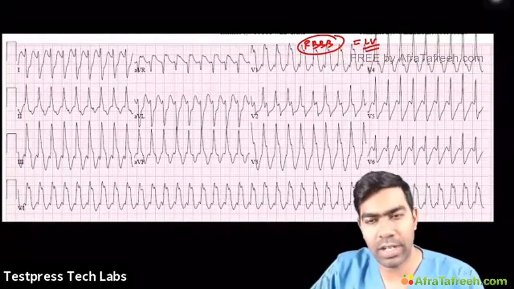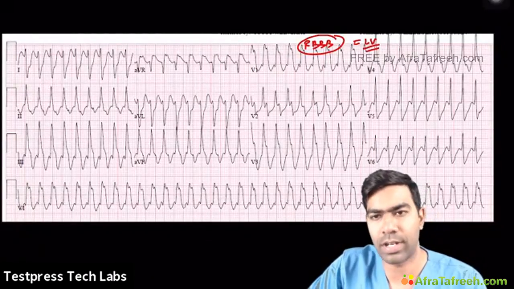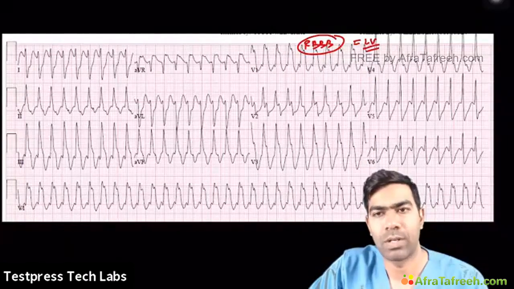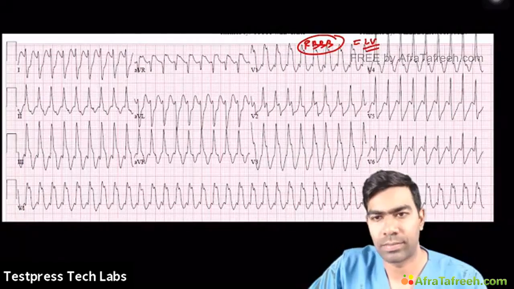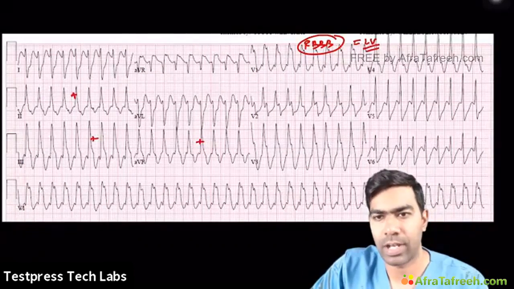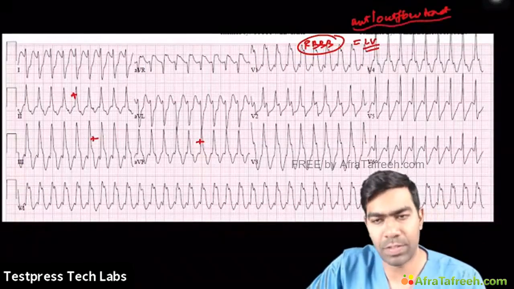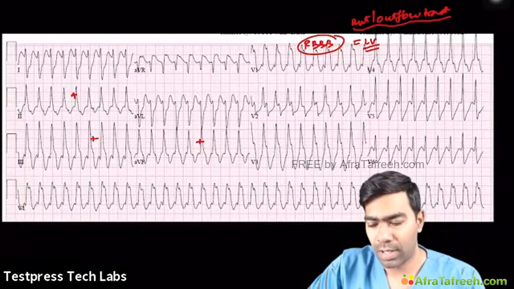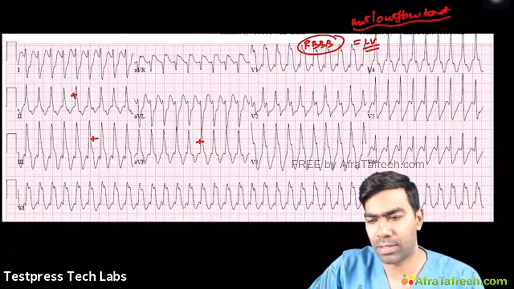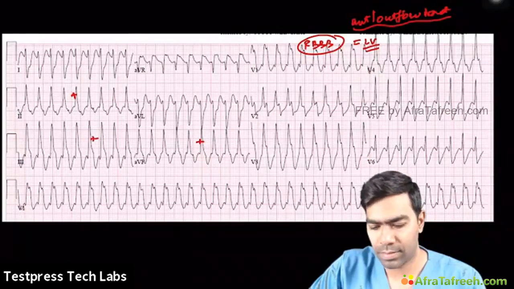Then whether it's originating from the anterior or posterior, that's the next question. See 2, 3 and AVF. Are 2, 3 and AVF positive or negative? They are positive, which means it's originating from where? Anterior or posterior? Anterior. So very likely it will be an anterior outflow tract VT. So it's a left ventricular outflow tract VT, very common, which means it's originating from the outflow tract. Apart from that, is it originating from the base or the apex?